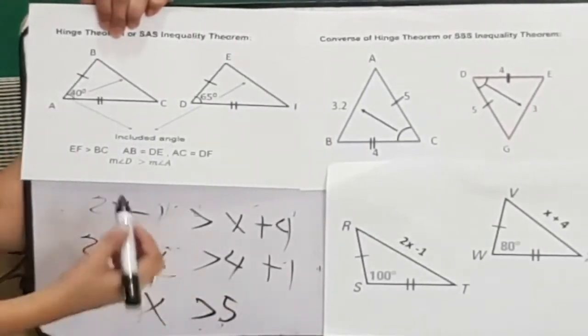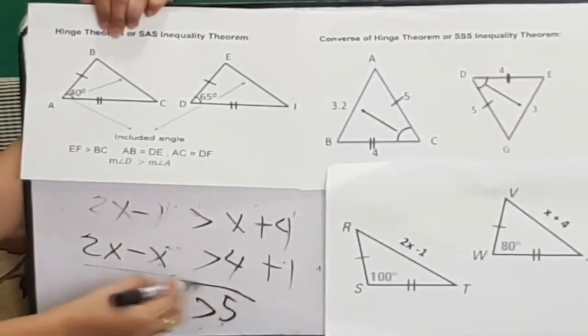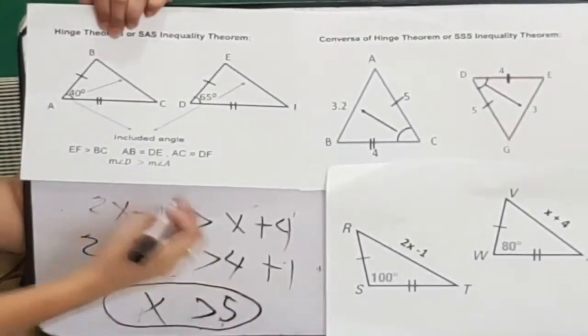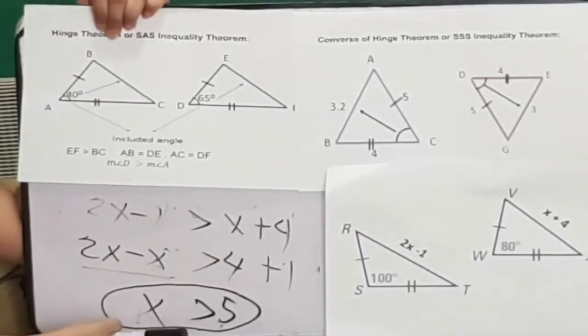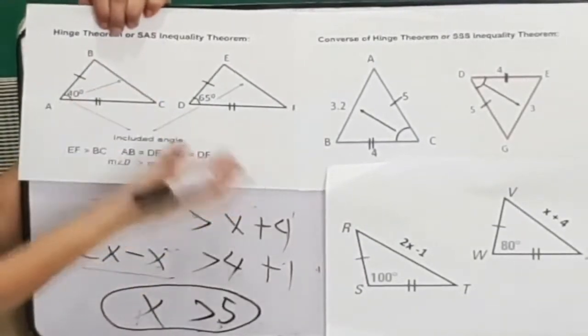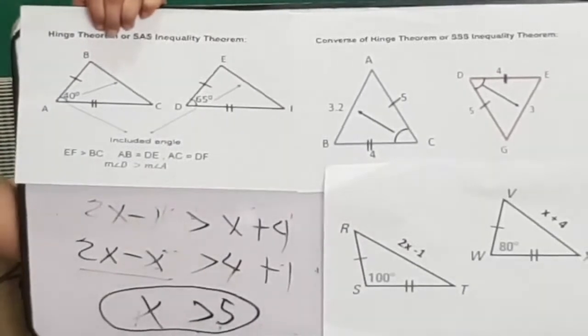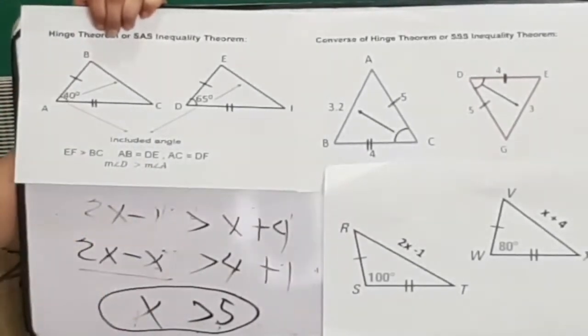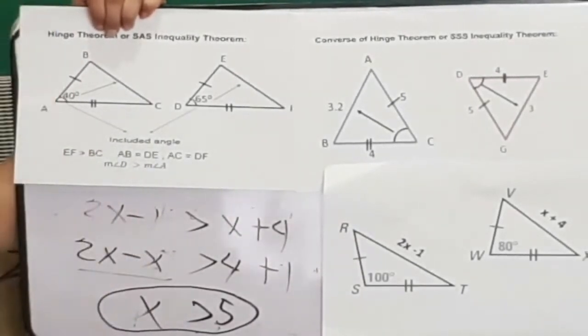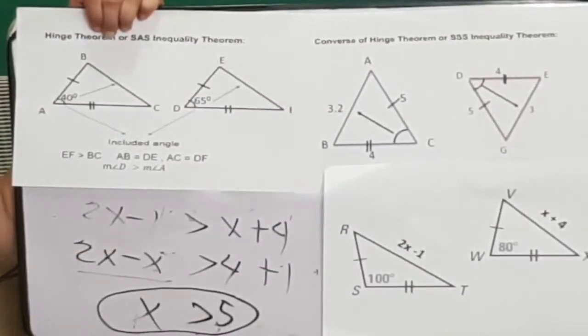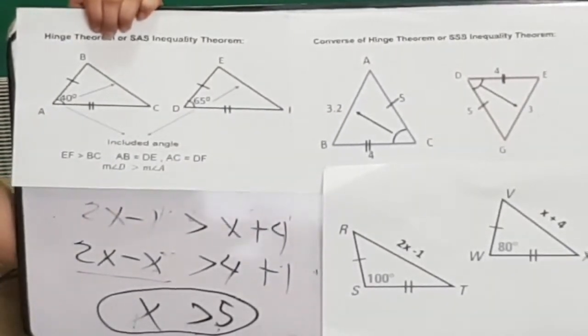Therefore, we now have the possible values of x. x should be greater than 5 to satisfy the hinge theorem and its converse. So what are the possible values of x? Greater than 5, so it could be 6, 7, up to positive infinity. So there are really many possible values of x.